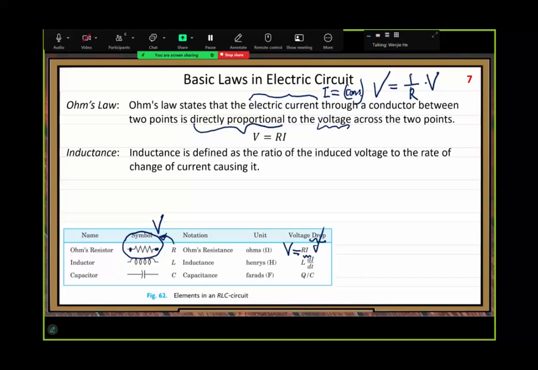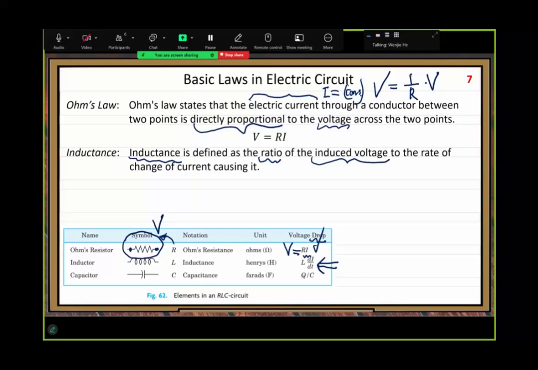The second law. How to define inductance? This one gives us the way to define inductance. It is defined as a ratio of two quantities. The first quantity we call the induced voltage.